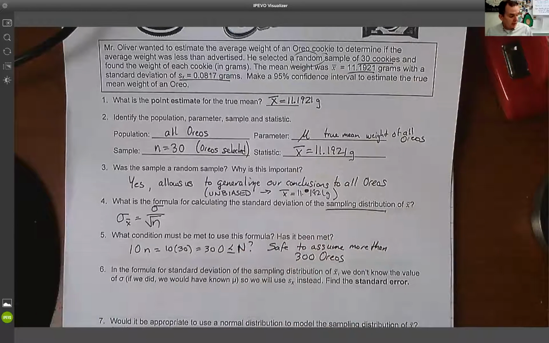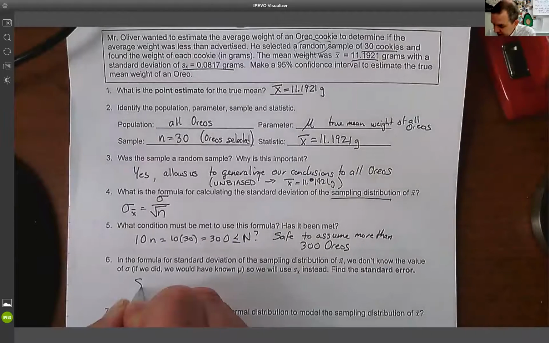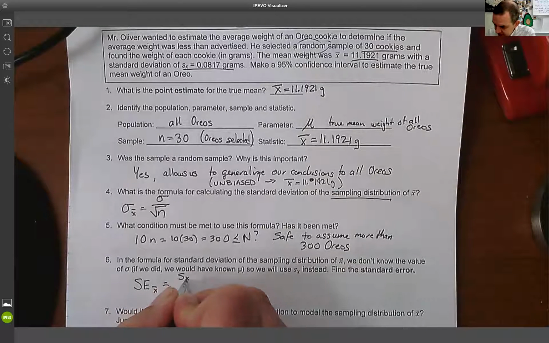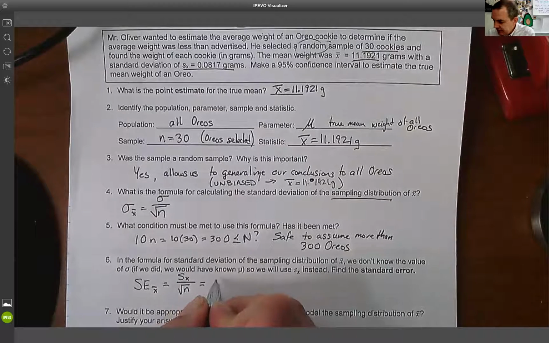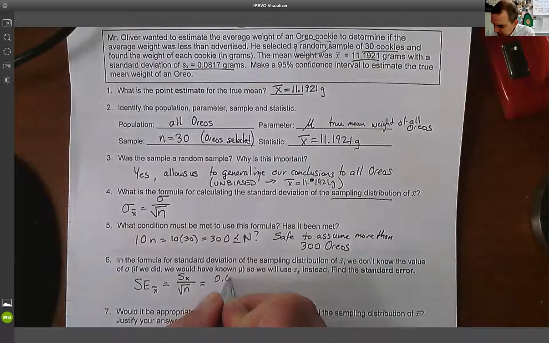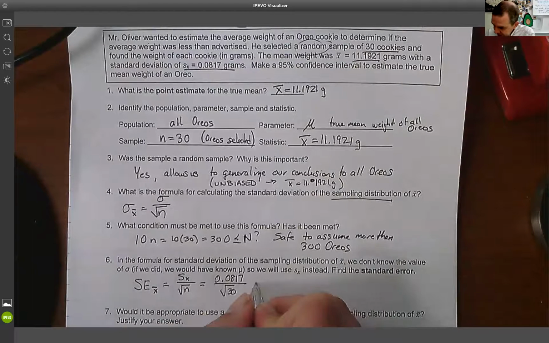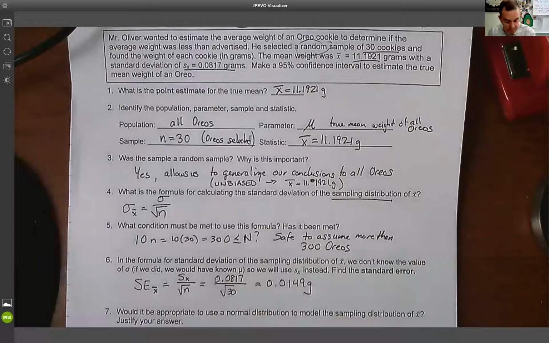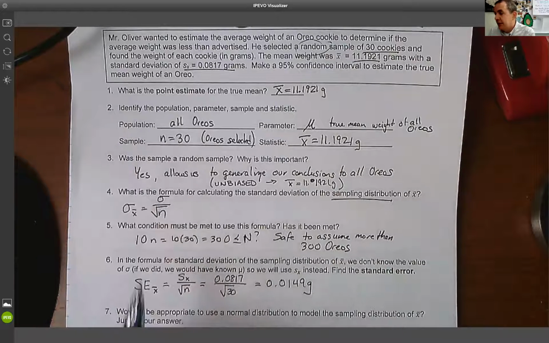So now here's the deal. Because we did that, instead of this true standard deviation, we're going to use the standard error. We're going to do s x over the square root of n. So we're going to use our sample's standard deviation to estimate it. In this case, that's 0.0817 divided by the square root of 30, and that's going to give me 0.0149 grams. So if you think about it, this was our center check.